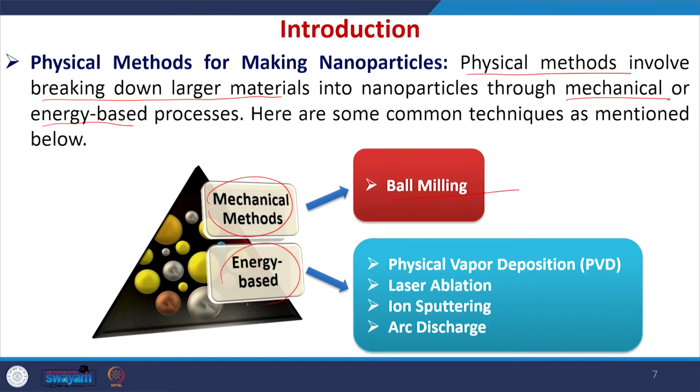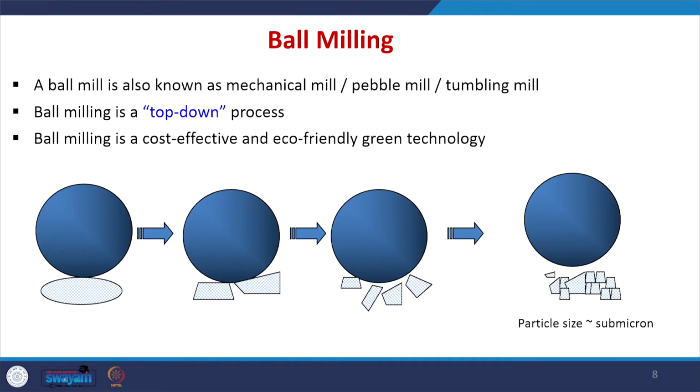And there are several other techniques: energy based, physical vapor deposition, laser ablation, ion sputtering, and arc discharge. In today's lecture, we are going to learn the ball milling technique in more detail. This ball milling is also known as mechanical mill, pebble mill, or tumbling mill.